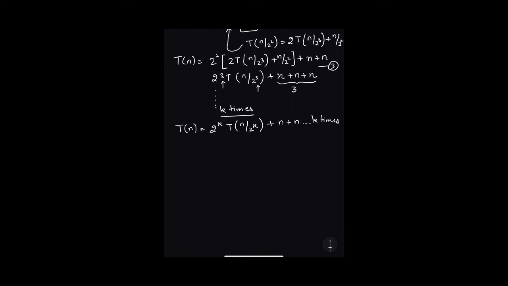Correct? So now I have to find the value of k. This term has to be equal to T(1). To make it T(1), I have to substitute n/2^k equals 1, for which I will be getting the answer of k as log n base 2. Right? Solving this, what I'll get is... I have to substitute this value of k over here, right?